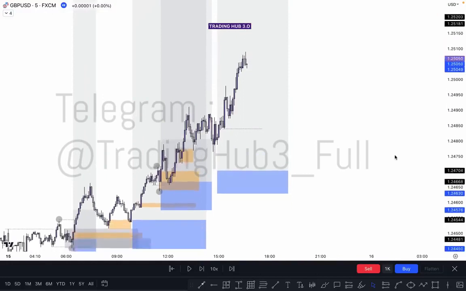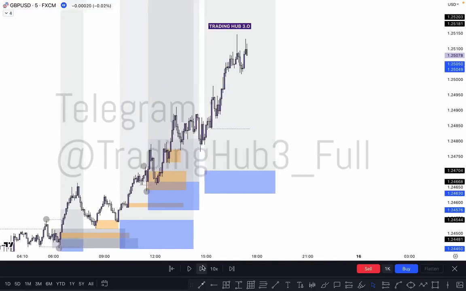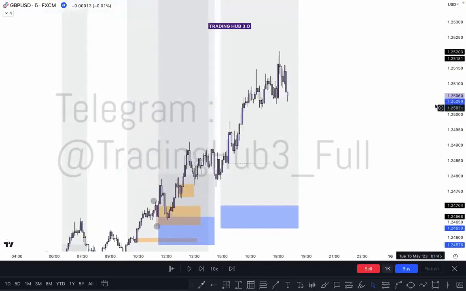Market creates another higher high and pushes upside, right? So let's see what happened next after this one. All right, this one is quite interesting here.